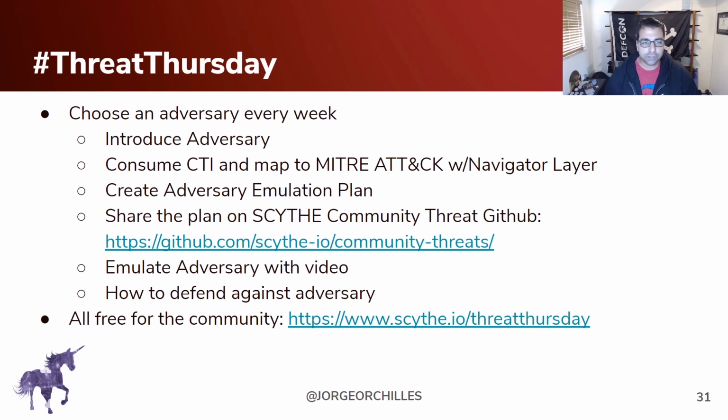Now, if this interests you, we have a Threat Thursday. So every Thursday, we choose an adversary. We introduce the adversary. We consume cyber threat intelligence, map it to MITRE ATT&CK, create that navigator layer, just like we did here. Then we create an adversary emulation plan. We share that plan in our community GitHub. We emulate the adversary and show it on a video, and we talk about how to defend against this. So this is all free for the community. A lot of it is with SCYTHE, but a lot of the living off the land, you'll be able to do without using SCYTHE.